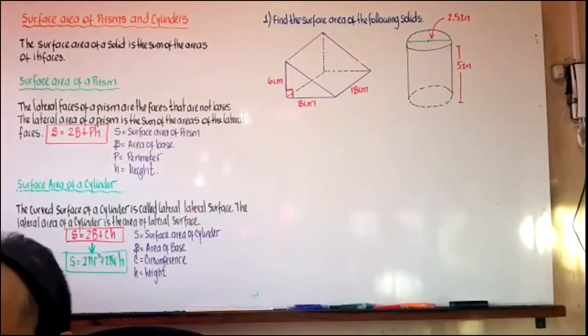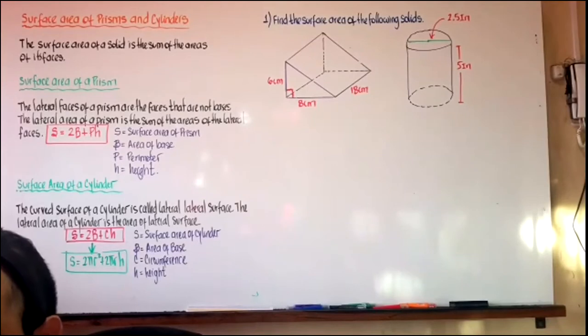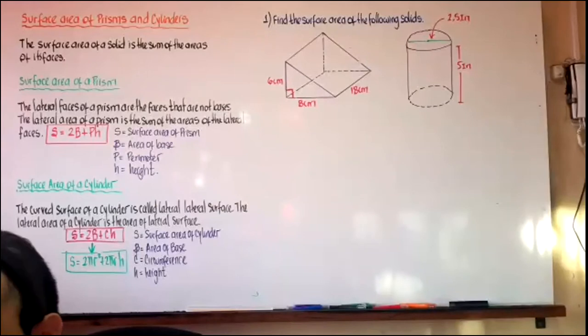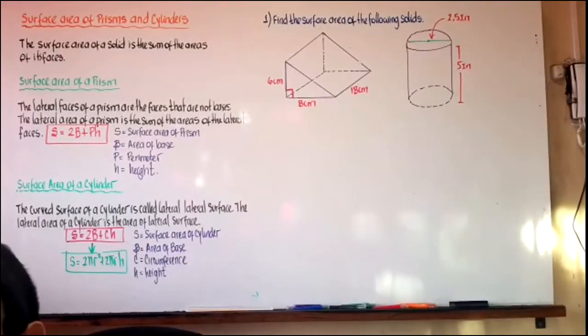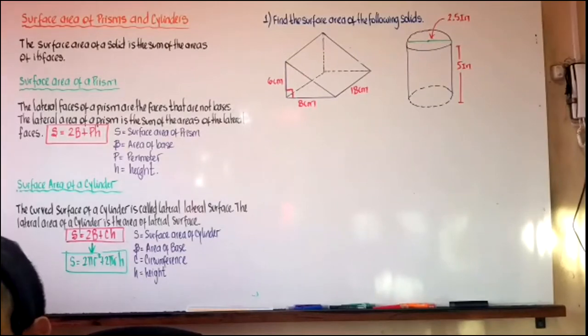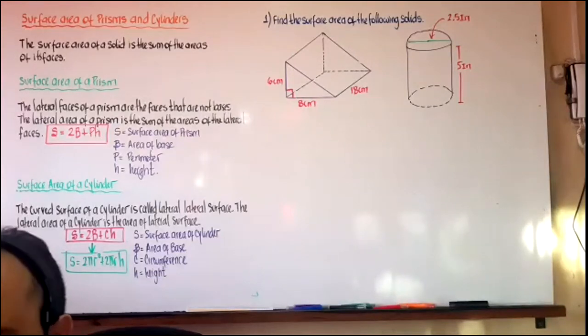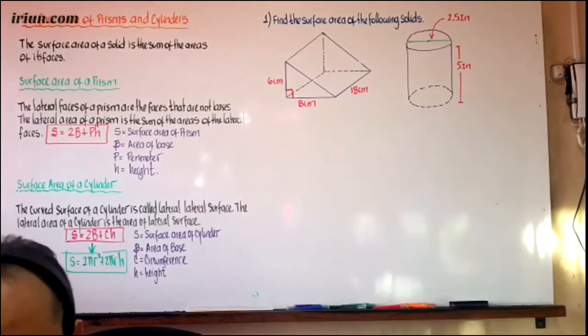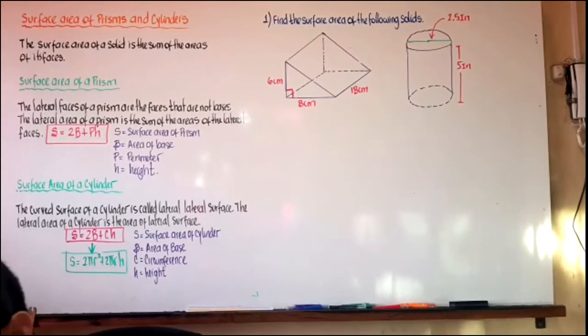Before we do that, we have to know what the surface area means in this situation. A surface area is, in simple words, the addition of the areas of all the faces of one shape. In geometry, when we're talking about surface area, we have four principal shapes: prisms, cylinders, pyramids, and cones, okay? Today, we're going to learn how to calculate the surface area for prisms and cylinders.